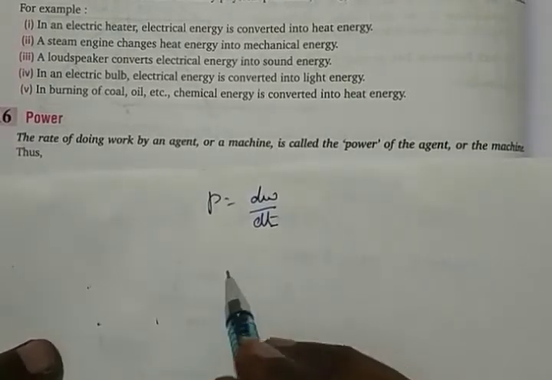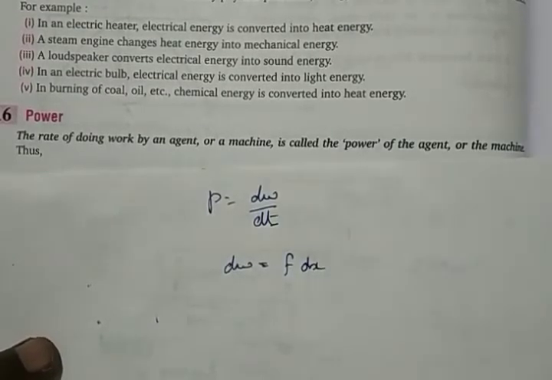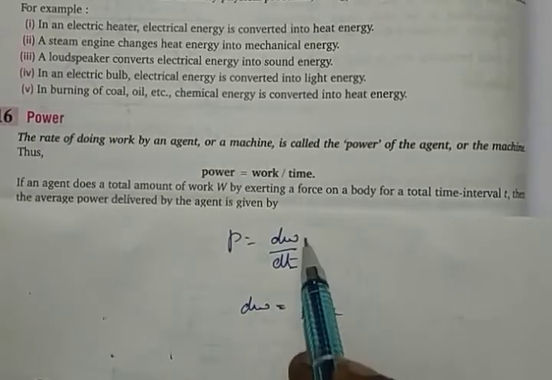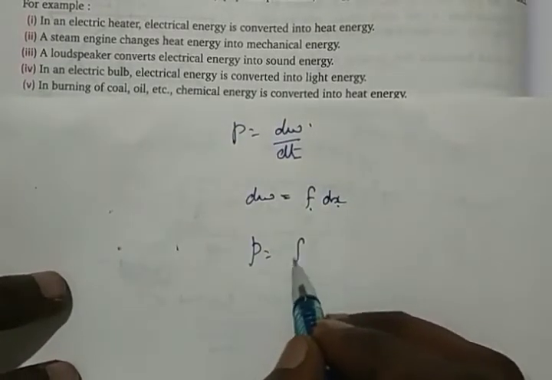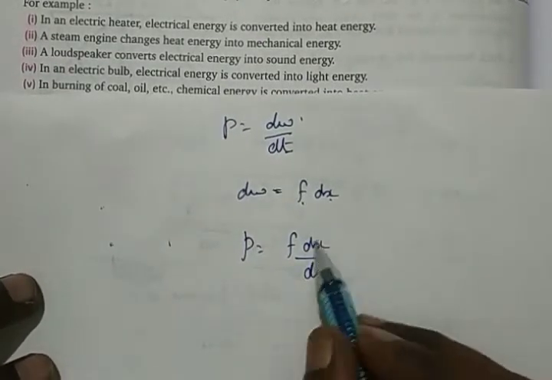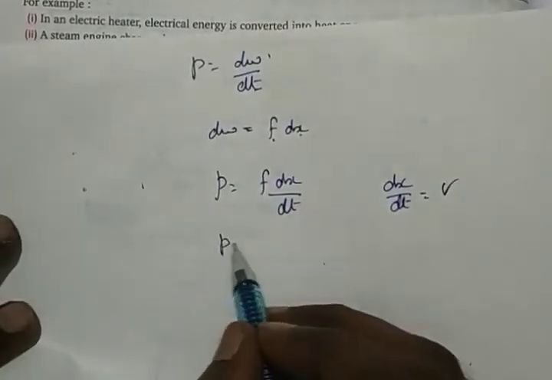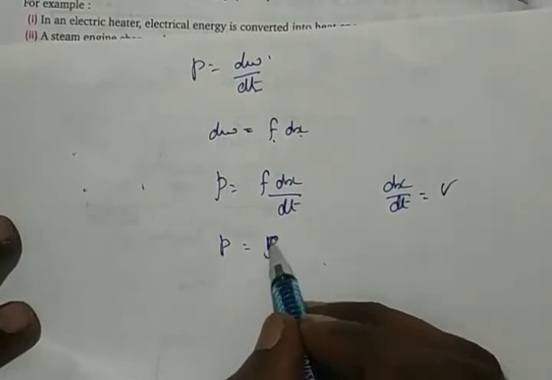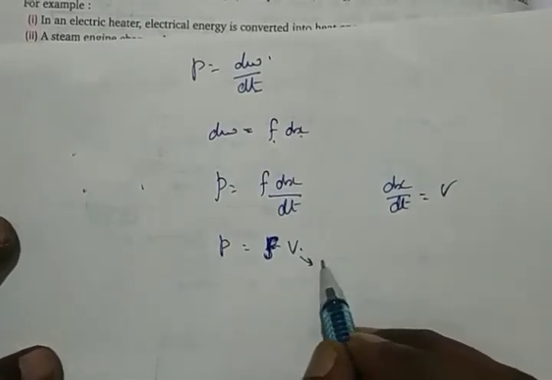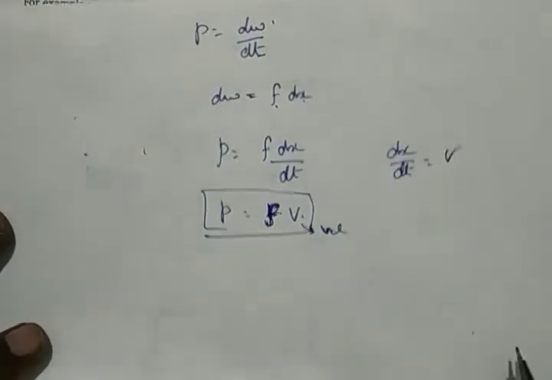Now we know dW is equal to force into dx. So we know this formula: for any time, force into displacement. So power is equal to F into dx upon dt. What is dx upon dt? The rate of change of displacement is velocity. So power is equal to F into v, force into velocity.